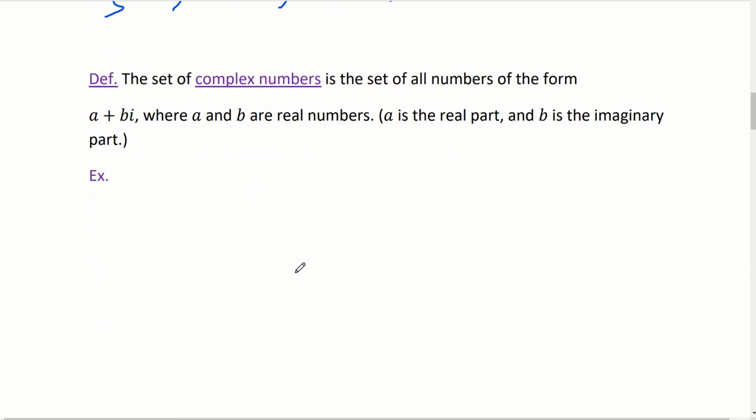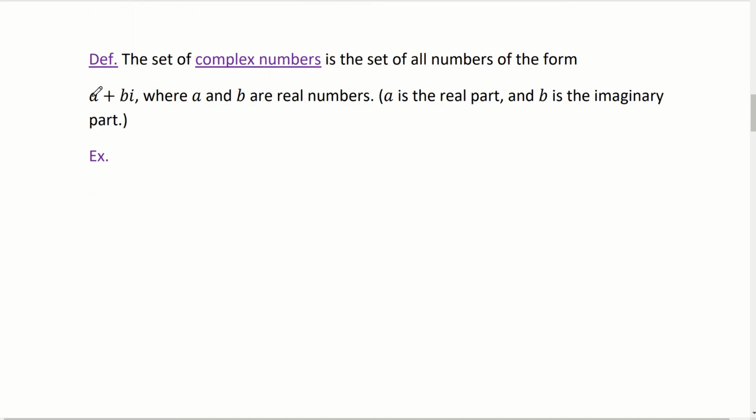The set of complex numbers is the set of all numbers of the form a plus bi, where a and b are real numbers. And a would be referred to as the real part, and b would be the imaginary part. So for instance, if we had 3 plus 4i, this would be a complex number. Its real part would be 3, and its imaginary part would be the number 4. So notice that when we say the imaginary part, it's really the coefficient of the i. It does not include the i term itself.